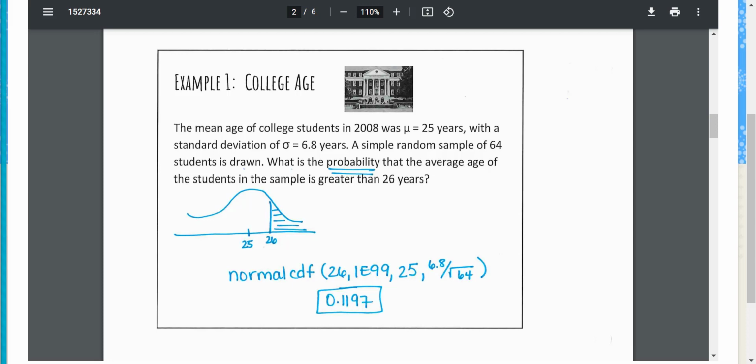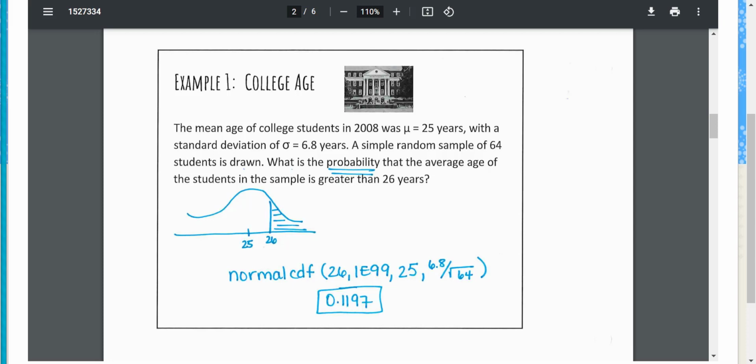Again, this is a problem involving central limit theorem. So example 1, college age, says the mean age of college students in 2008 was mu equals 25 years, with a standard deviation of sigma equals 6.8 years. A simple random sample of 64 students is drawn. What is the probability that the average age of the students in the sample is greater than 26?